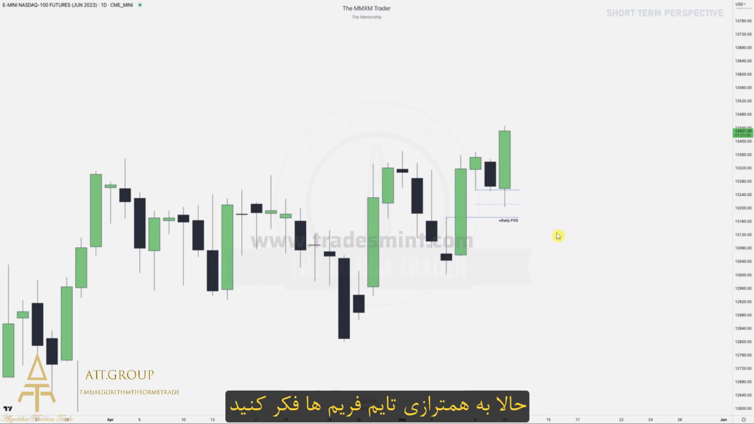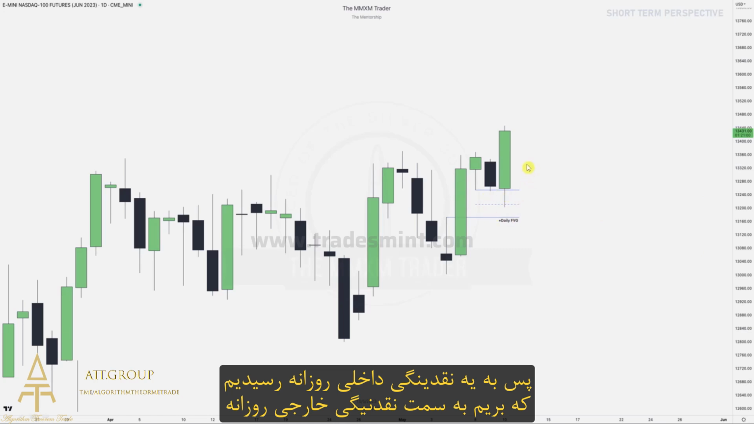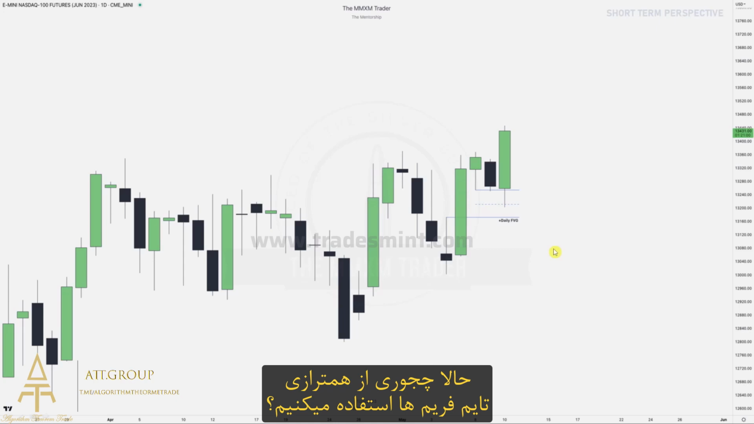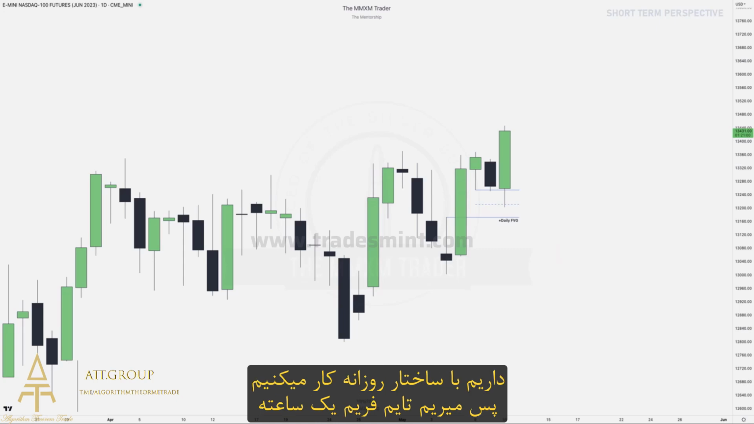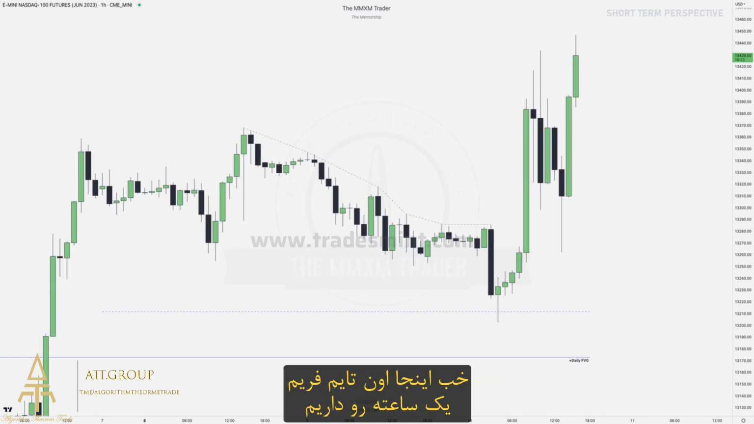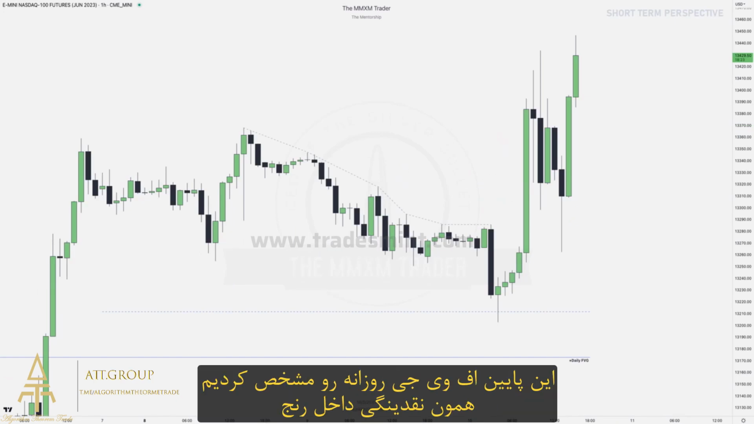Now we're thinking about time frame alignment too, right? We're looking for a daily external range. So we went into a daily internal range, and now we want to go to a daily external range. And what do we use with our time frame alignment? Daily structure, and then we go into a 1 hour time frame, right? So over here we've got that 1 hour time frame, outlined below down here, we've got that daily fair value gap, that internal range liquidity.